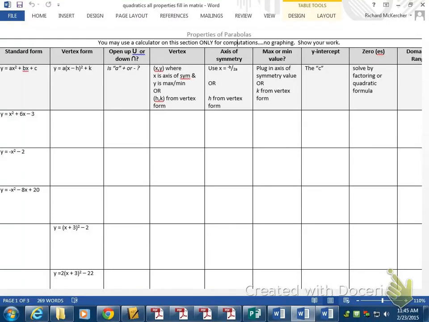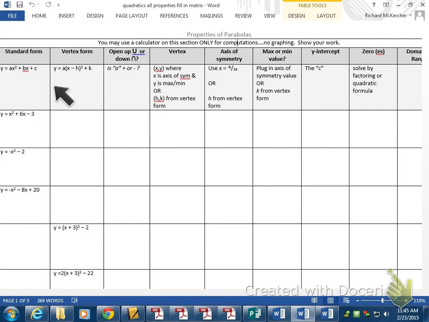Okay guys, this will be for Math 2 and for Math 3. We're looking at filling in this matrix for all of our properties of parabolas. So we've got a fill-in matrix here. We're going to do this both with and without a calculator. This part is without a calculator. So we can use a calculator for computations, but we're not going to use it to graph.